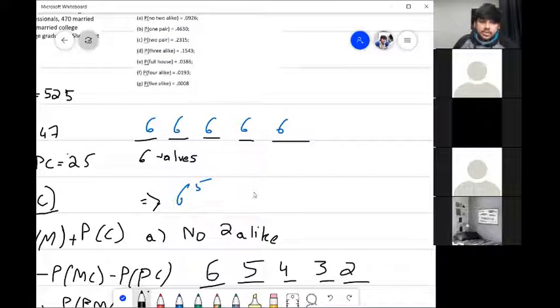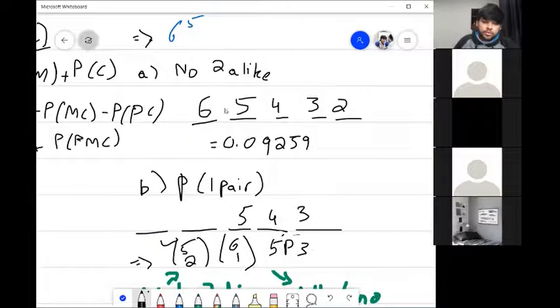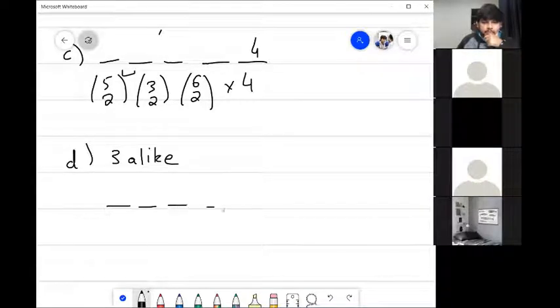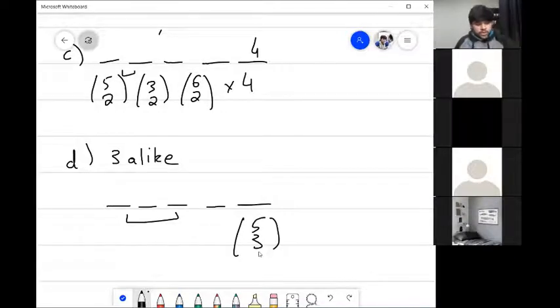Part D is asking, what's the probability of you having 3 alike? So 3 alike would basically imply that out of the 5 dice, before, with a pair, we fixed the dice like this. Now instead of doing 5C2, we're going to do 5C3. It's going to essentially fix the dice: which three dice will they be? Then what value could it be? Out of 6 potential values, it could be any one of them.